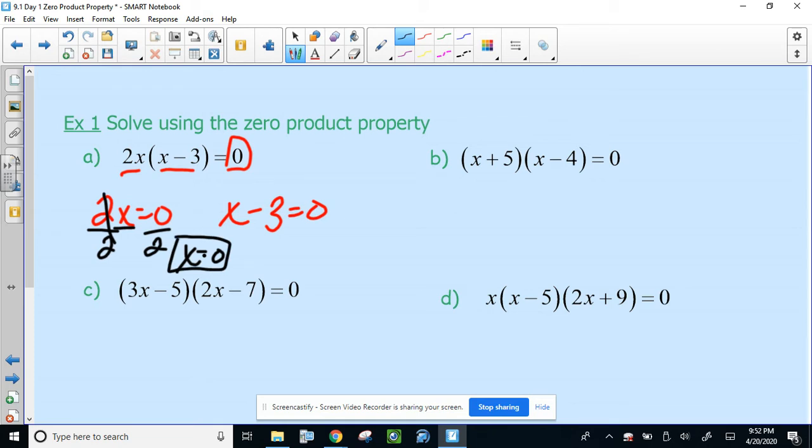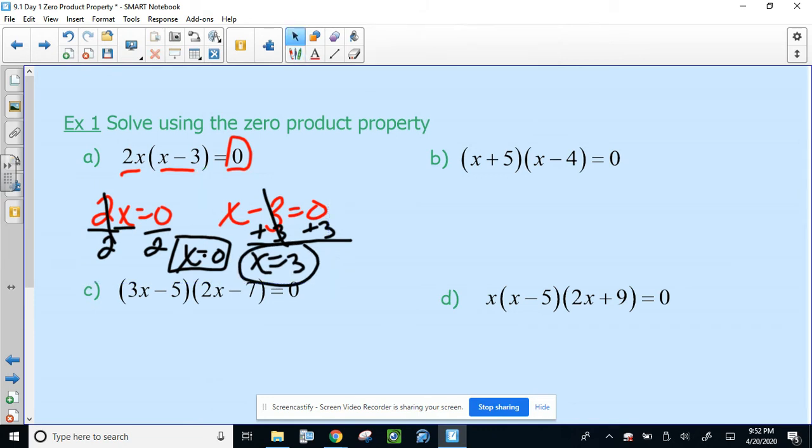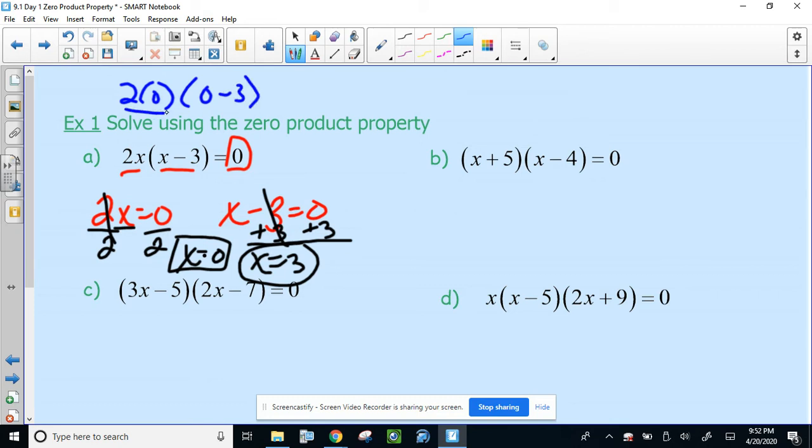Or on my second equation, I would get x by itself. I would add my 3 to the other side. And that way this 3 goes away, and I would have x equals 3. And so we could always check by plugging it back in. Just to kind of show you, if I did 2 times 0 minus 3, 2 times 0 is 0, and this would be negative 3. So is 0 times negative 3 equal to 0?